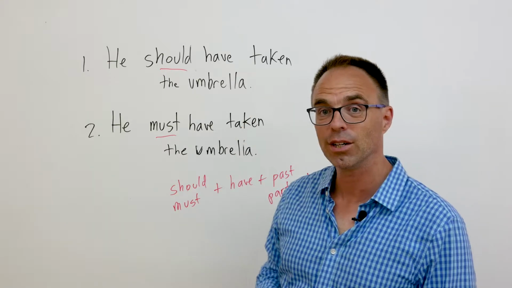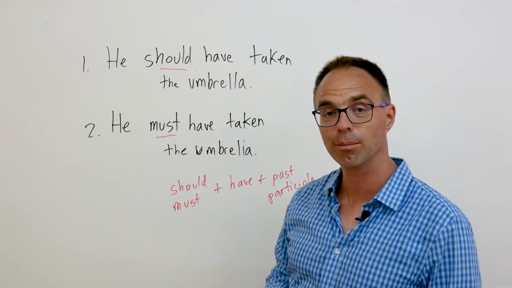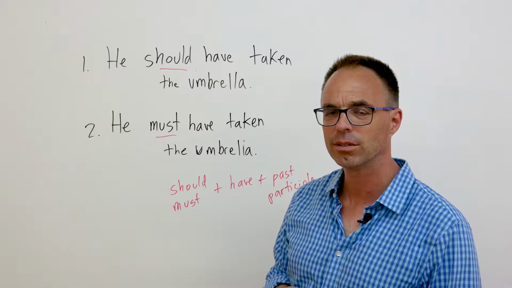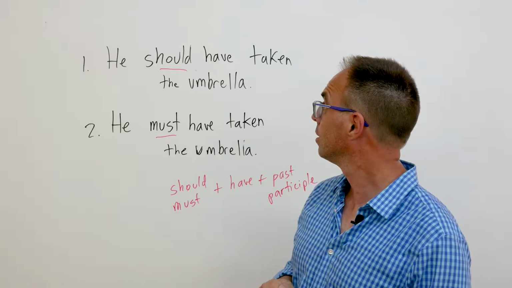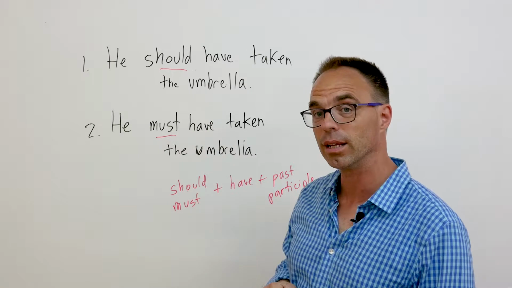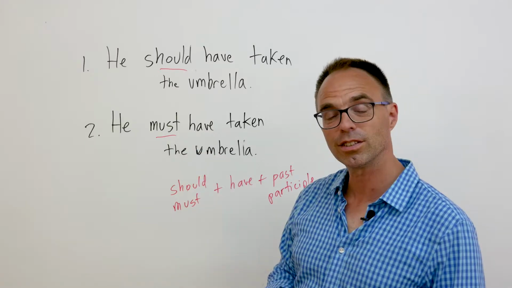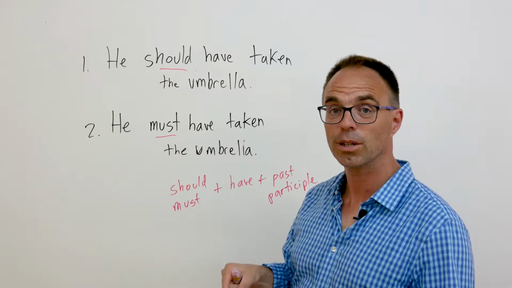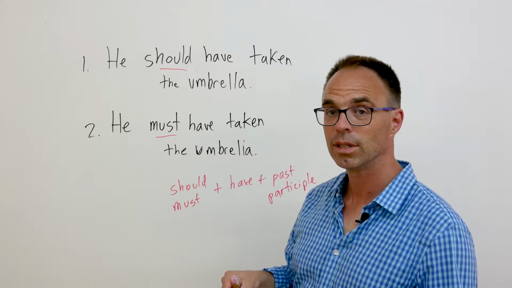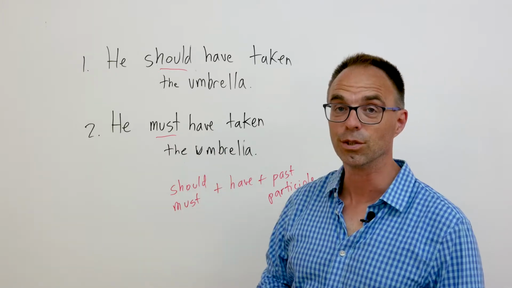Is there an umbrella here now? He should have taken the umbrella. Is there an umbrella here now? Or is it gone? He should have taken the umbrella. It's still here. He didn't take it. He must have taken the umbrella. Is there an umbrella here now? No, because he took it.